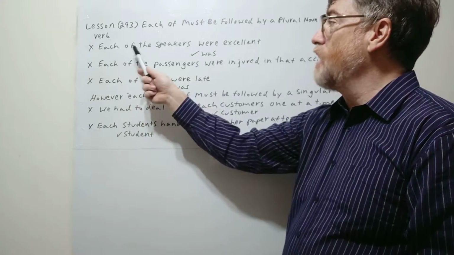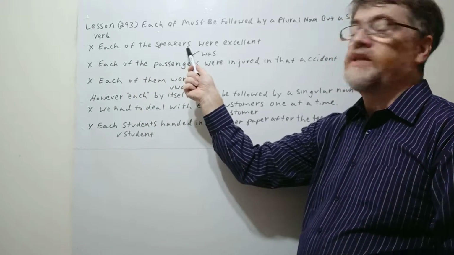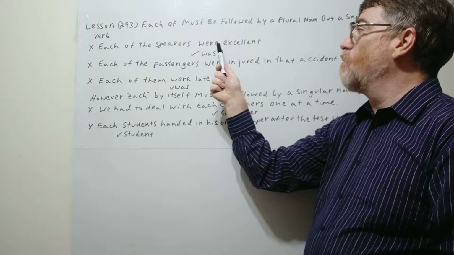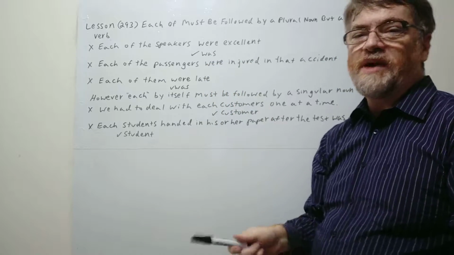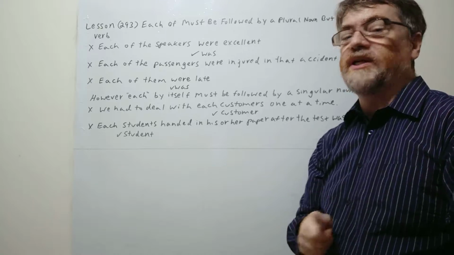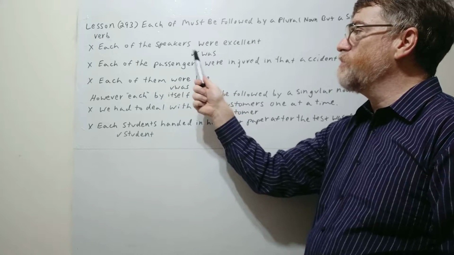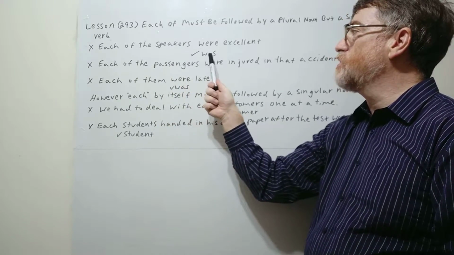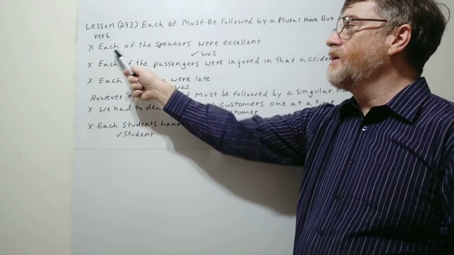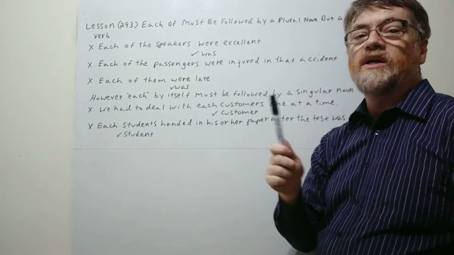So each of the speakers, so of course each of you follow with a plural noun, were excellent. Yeah, to be honest, I could even see some native speakers making this mistake without even realizing it. So each of the speakers were excellent. Now the correct way to say it would be each of the speakers was excellent, because if you're looking at each of, you're looking at them individually. So that's why we use a singular verb.